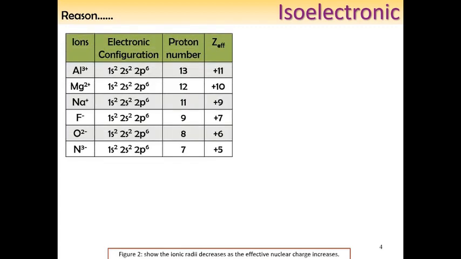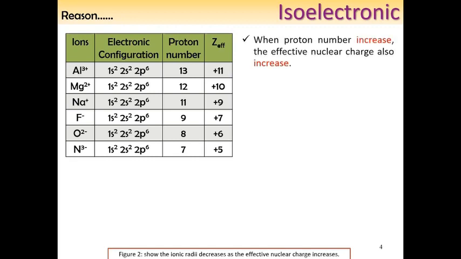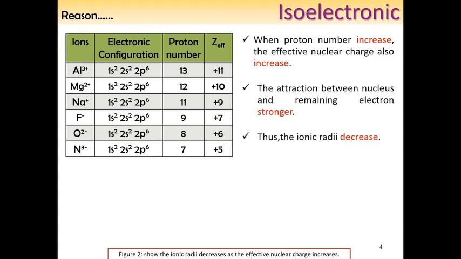Here we are going to discuss the reason why there is a difference in ionic radii in isoelectronic species. The number of protons in the nucleus influences the electrons surrounding the nucleus, and there is attraction between them. So the more protons in the nucleus, the greater the attraction, the smaller the ionic radii.